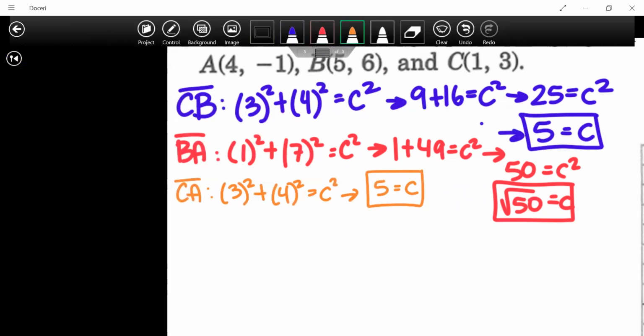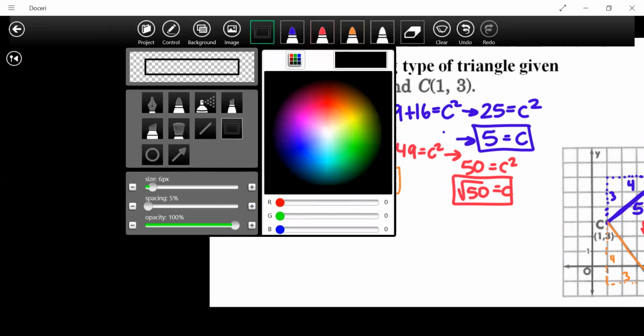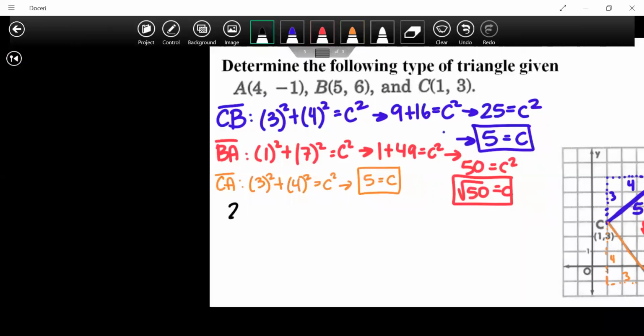Listen, go. Okay. What does that mean that we have here? What does that mean that we have? Why is it isosceles? 2 sides congruent. Right behind you. Means what?